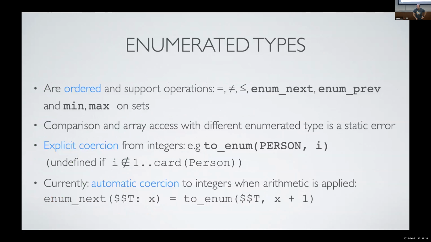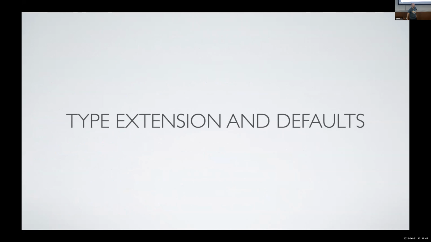All right, so I think I'm going to skip over this a bit. Enumerated types have all the usual operations. The important thing is that comparison and array access between different enumerated types is a static type error. Right, that's the advantage. We do some automatic coercions that we might get rid of to make it even stricter. So the main part of the paper is really type extensions and defaults to make enumerated types a bit more expressive than they were before.